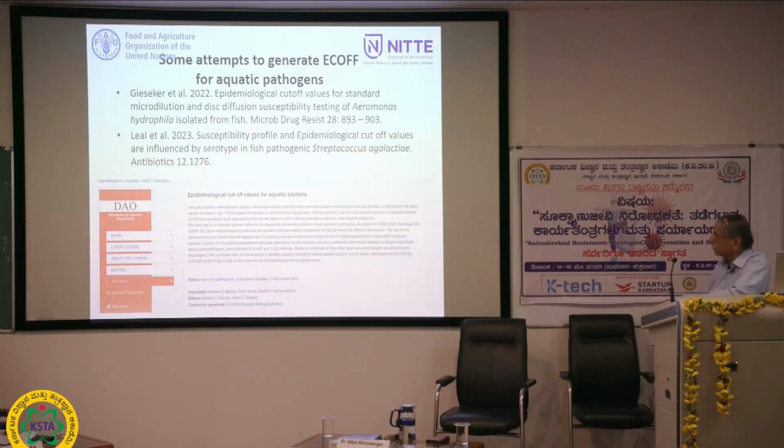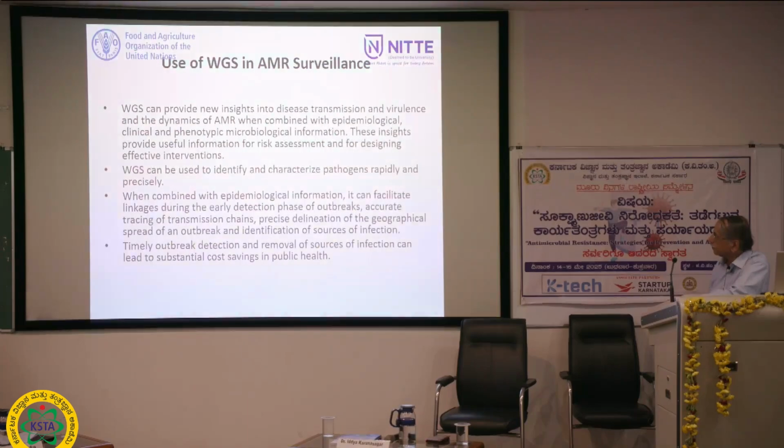And then we'll also look at whole genome sequencing. Now, of course, everybody talks about whole genome sequencing, and since the cost of sequencing has come down, a lot of people are doing it and lots of data is available. So once you have the whole genome, you can also analyze for the presence of the resistance genes in the sequence. So whole genome sequence can provide new insights into disease transmission.